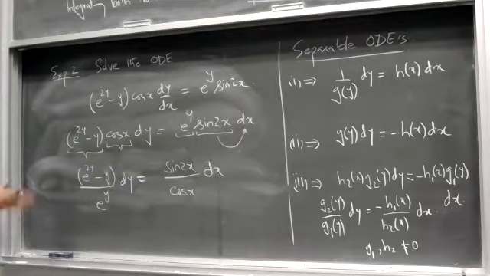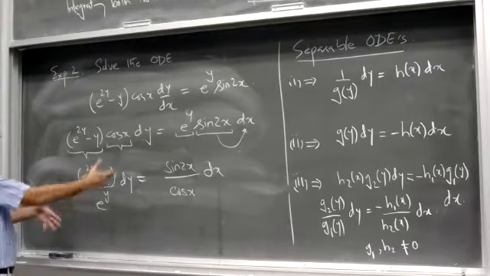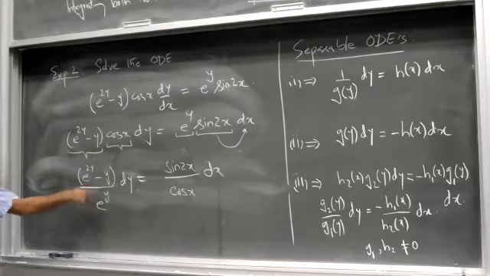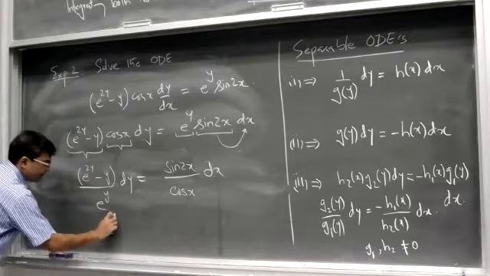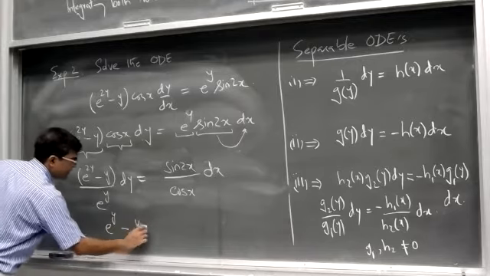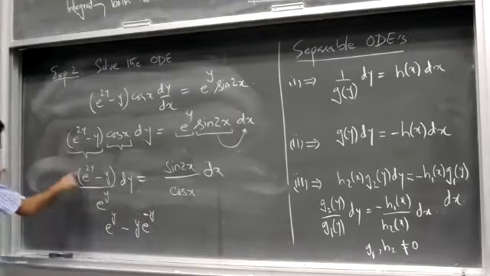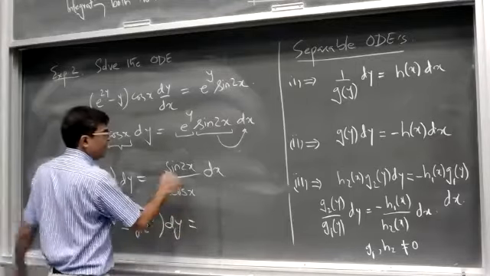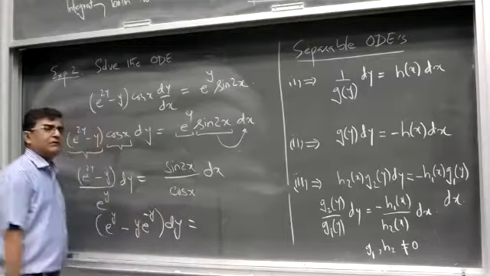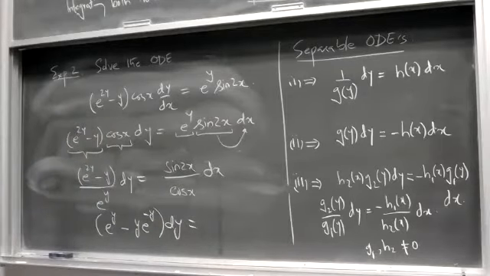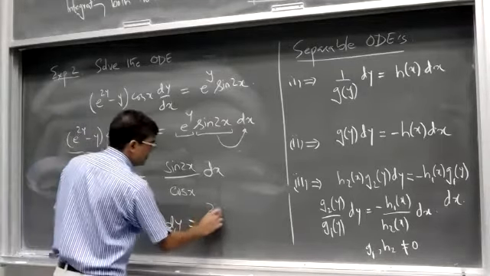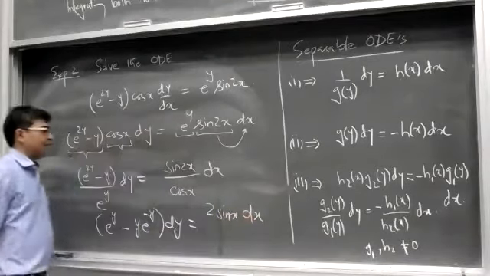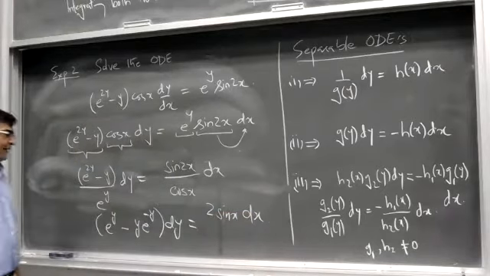Now we can simplify this further before applying the integrations. So we can separate this one and simplify. This becomes e raised to the power y minus y e raised to the power minus y dy is equal to sin 2x dx. What is sin 2x? You can use the trigonometric identity: it is 2 sin x cos x. So cos x cancels, and we get 2 sin x dx.